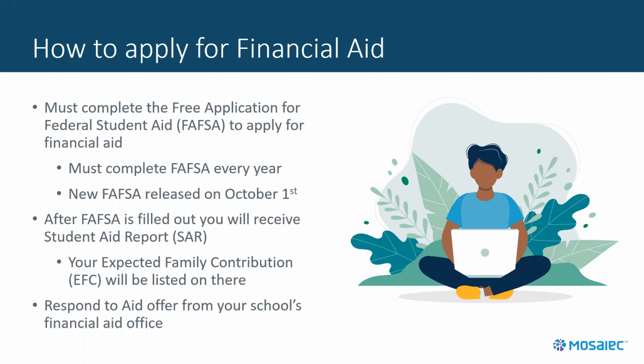Now, after the FAFSA is filled out and processed, about 3 to 5 days later you will receive what's called a Student Aid Report, or SAR for short. You'll want to read the first paragraph or paragraphs on there, because if there's anything that needs to be fixed or any errors, that will be displayed on that report.